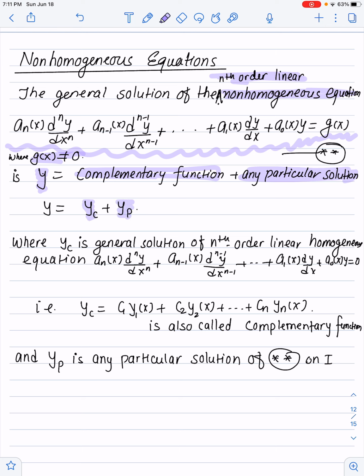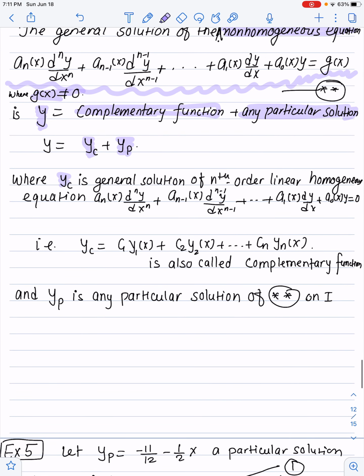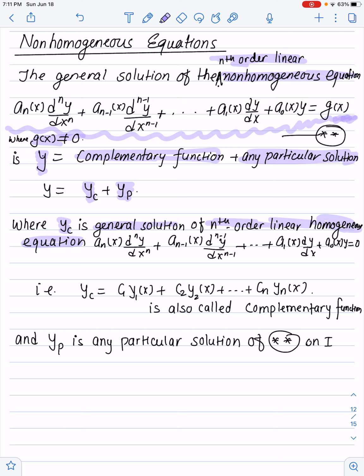So what are this yc and yp? Actually, yc is the general solution of the nth order linear homogeneous equation. That means if we have a non-homogeneous equation, first we set g of x equals 0. That will be the homogeneous equation, right? And we will find the solution of that nth order linear homogeneous equation, and we will write that in general solution form, linear combination form. So that is your yc. Now what is yp? yp can be obtained by different methods. It depends on what type of differential equation it is.